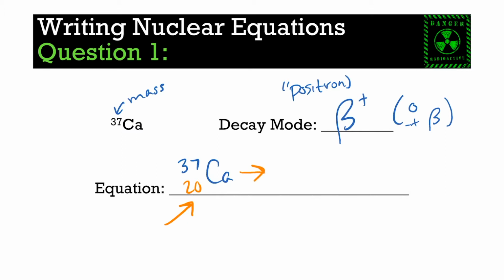This is going to break down into, well, we know it's releasing a positron, so we have to figure out what the other object is. To find the mass of that object, something plus 0 has to be 37, so 37 goes in that box. Down here, something plus positive 1 has to give us 20, and that is 19. This 19 tells us what element we're working with, and that is K, potassium.